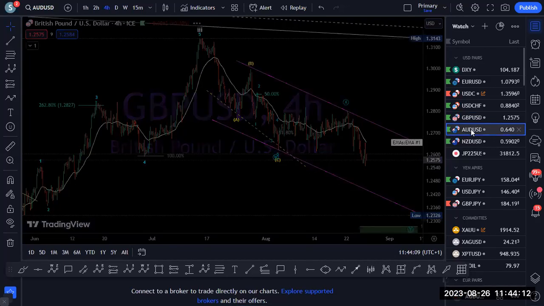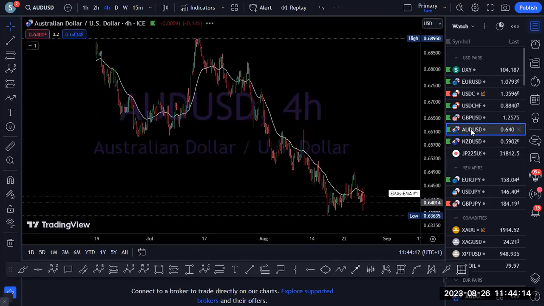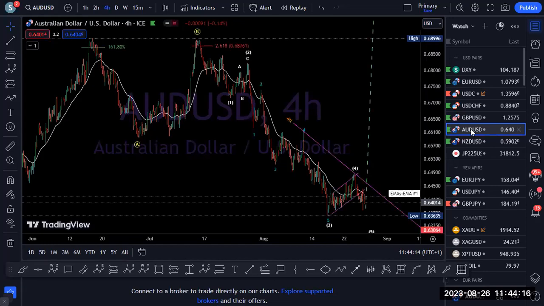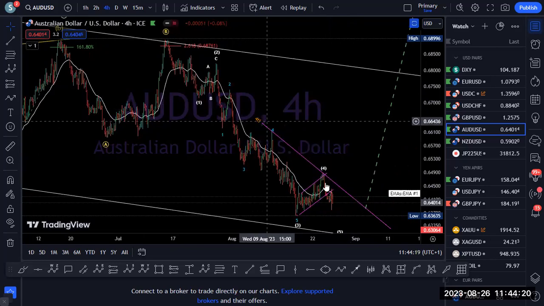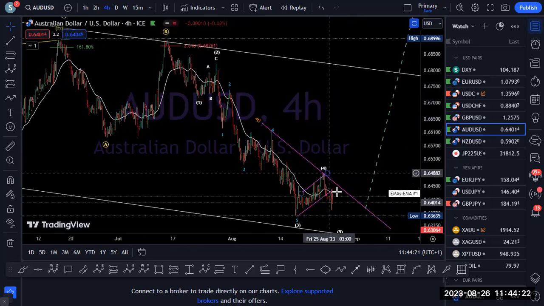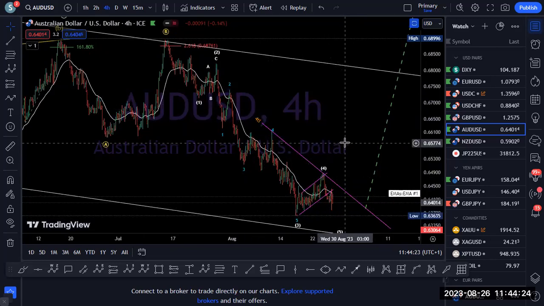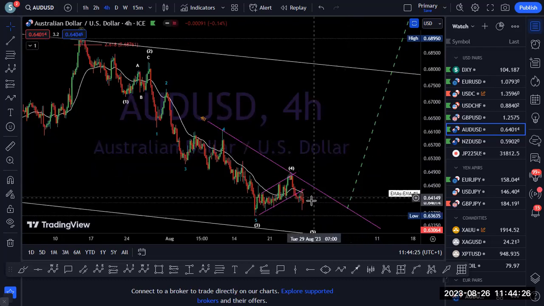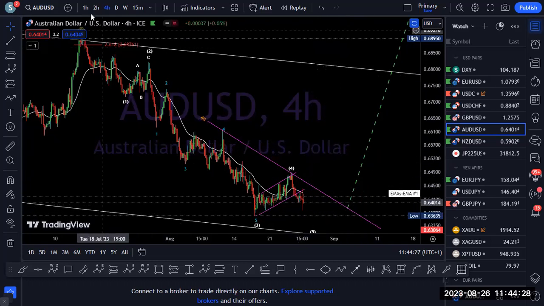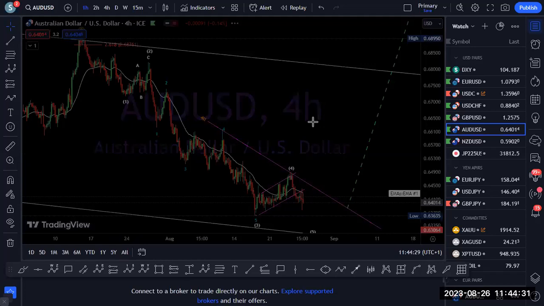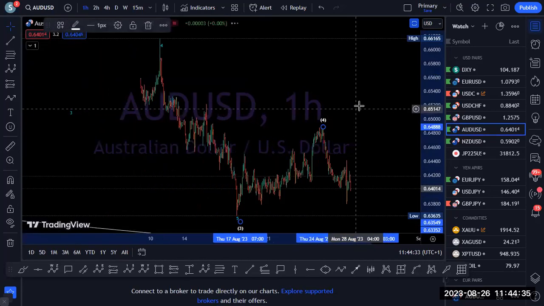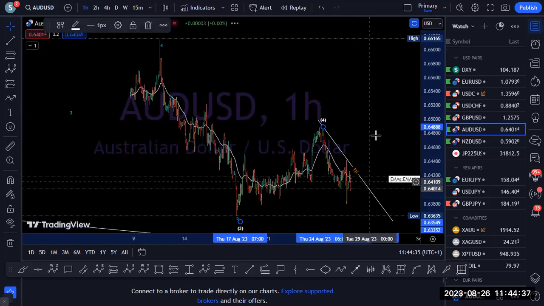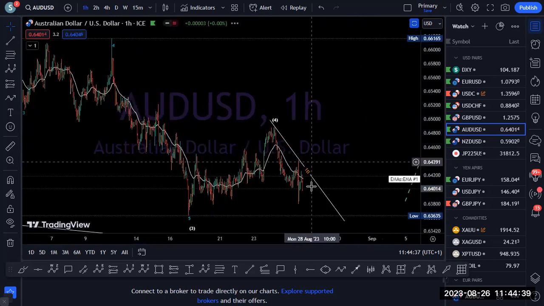AUDUSD. This one is simple to do. Wave 4 has ended here. Wave 5 is dropping. So I don't know. It is a good trade. Mostly when you go down to 1 hour, you can know that it is a good trade. You can still catch up some meaningful pips before.